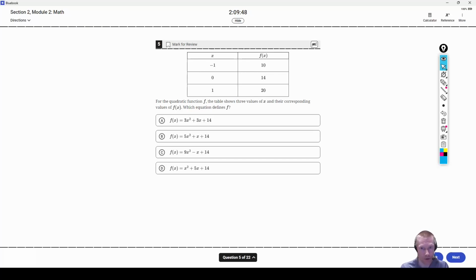Next up, we have a table and a quadratic function, and they want to know which equation defines this. There's a couple different ways you could do this. Technically, you could take these 3 points and set up 3 equations with 3 unknowns, but that's way too much work and takes up way too much time. So you can also do this entire problem in Desmos. I'll show it that way first, and then I'll show another way you could calculate it as well.